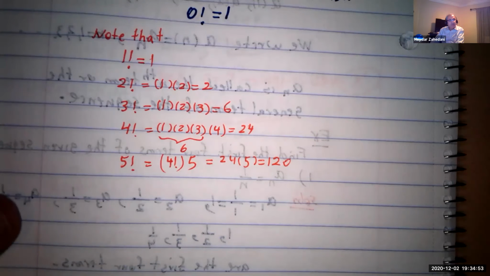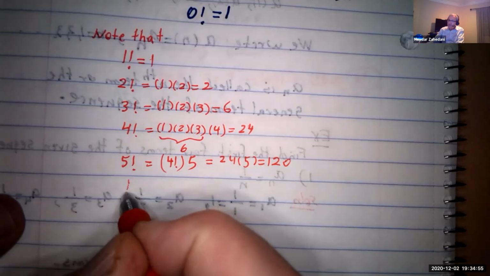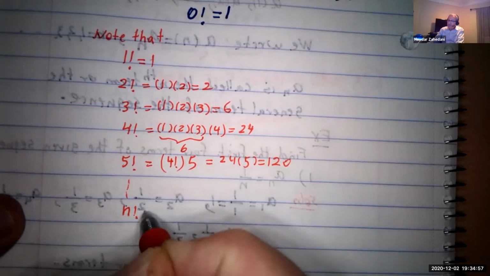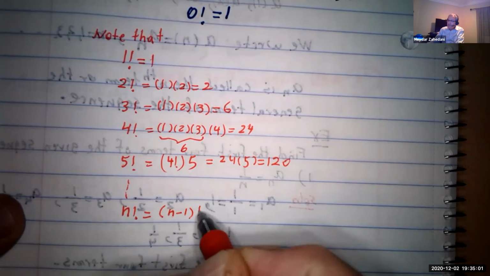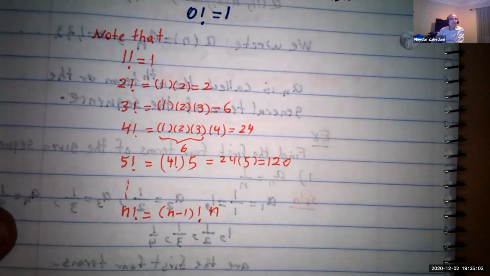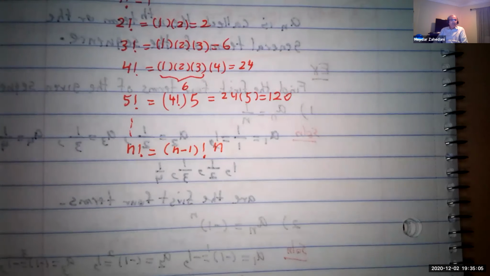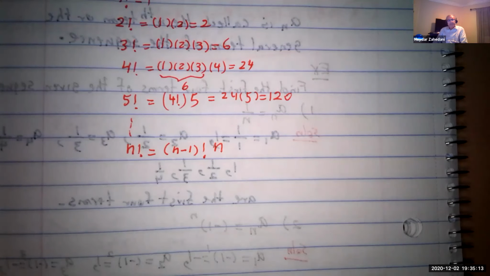You can stop wherever you like, you see. For example, if you want to check n factorial, you can go up to n minus 1 factorial, then times n. That's brief and easy to handle, if you like, to get these numbers. Any question?